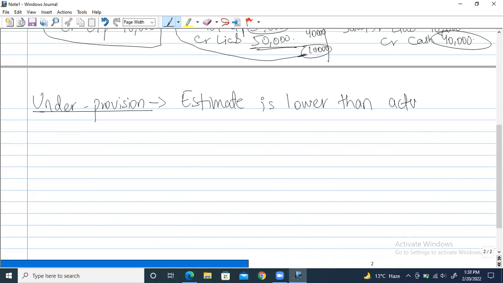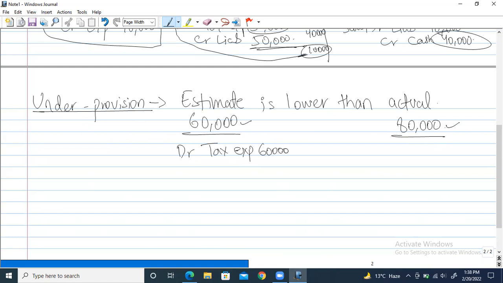Let's say we were just doing assumed calculations, and our estimate was 60,000. We were saying, I am pretty sure my liability this year might be 60,000. But when the actual liability was calculated, it was 80,000. We were shocked to see that we estimated just 60,000 and now it's 80,000, so we'll have to pay more. So what entry did we make at this point? We debit tax expense by 60,000, because this is step one, where we make the double entry for the estimate.